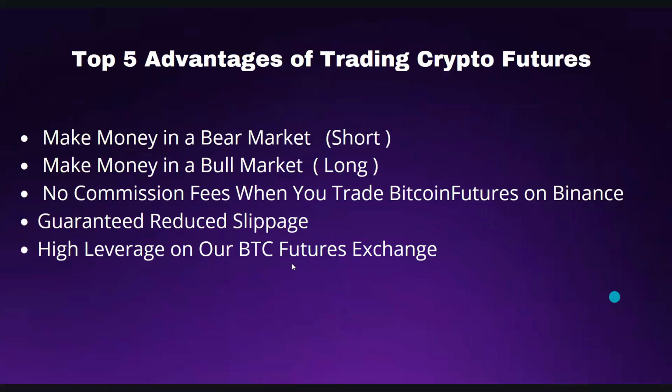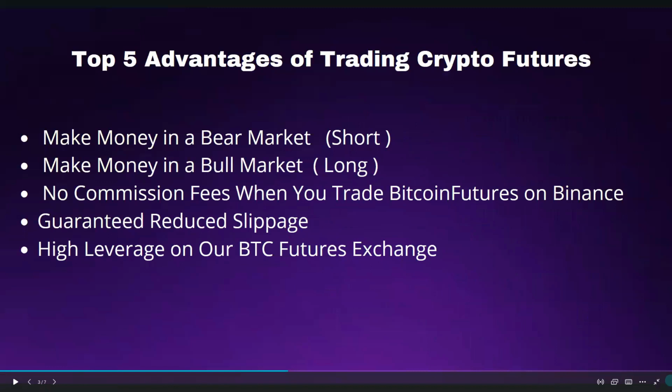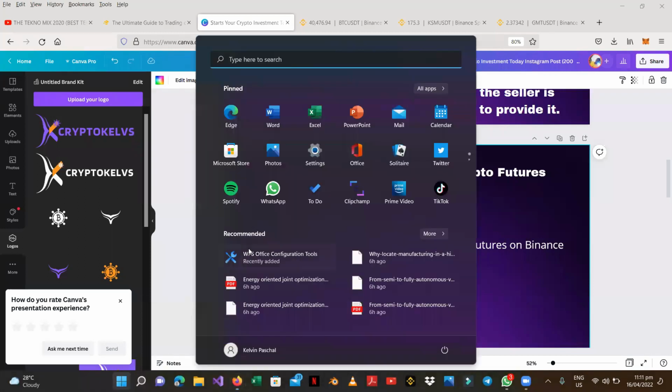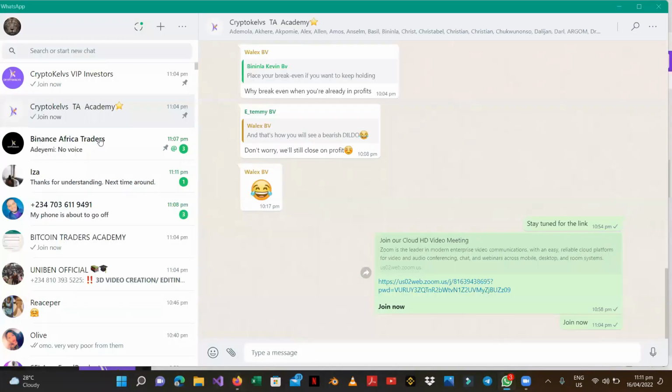What are the advantages of trading crypto futures? The first one is you make money in bear markets. Another way is you make money even when the market is falling. Let me share my screen as an example.